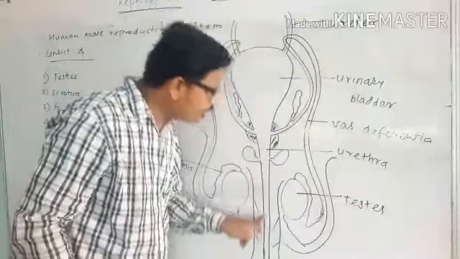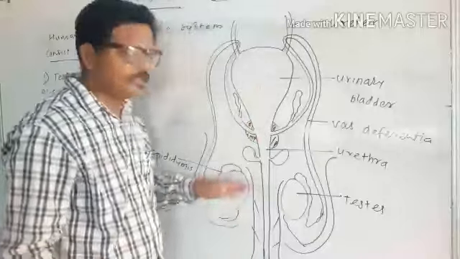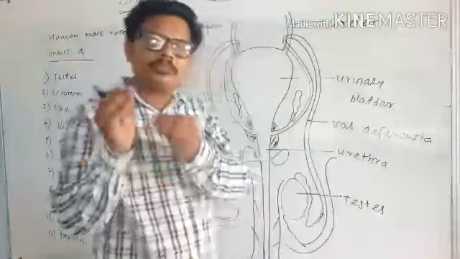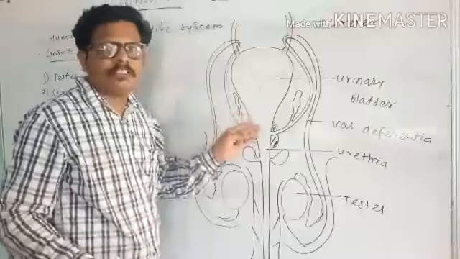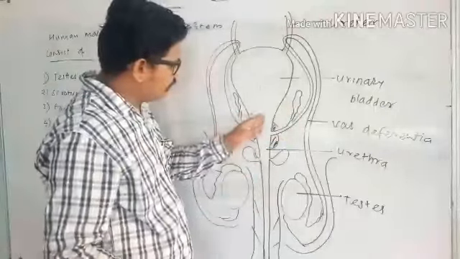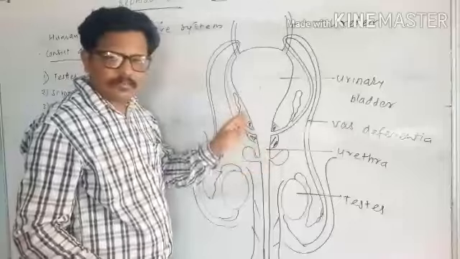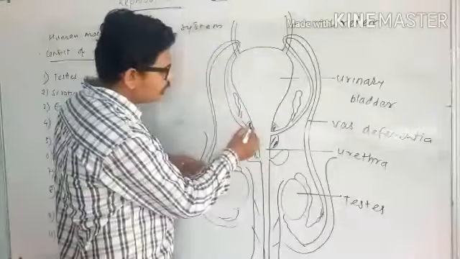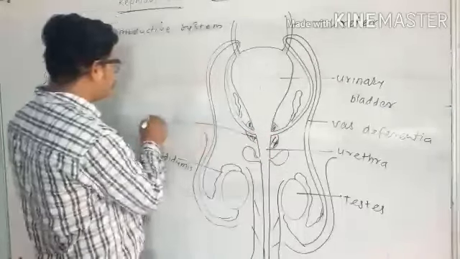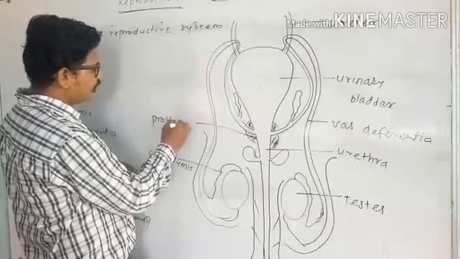That's why this urethra is called the urinogenital duct, as it carries both urine as well as semen. In the male, it is a common passage for urination as well as for semination. Okay, so this is a single gland. This single gland is called the prostate gland.